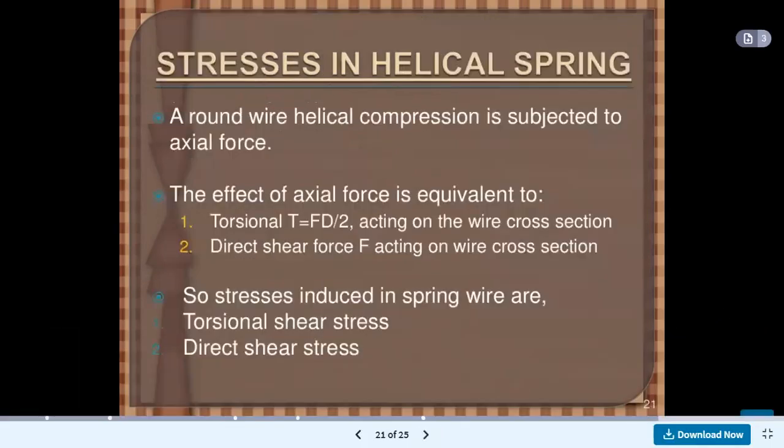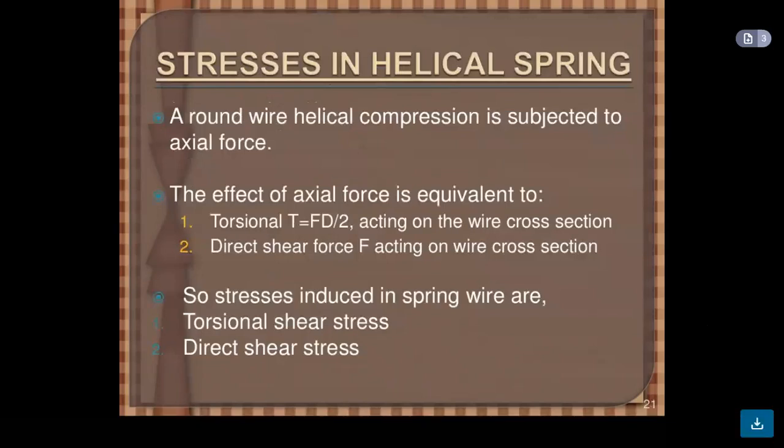We see the stresses, different stresses acting in the case of this helical spring. A round wire helical compression spring is subjected to axial force. The effect of axial force is equivalent to torsion, that is T is equal to F D upon 2, acting on the wire across the section. Second is direct shear force F, acting on the wire across the section. So stresses induced in the spring wire are torsional shear stress and direct shear stress.